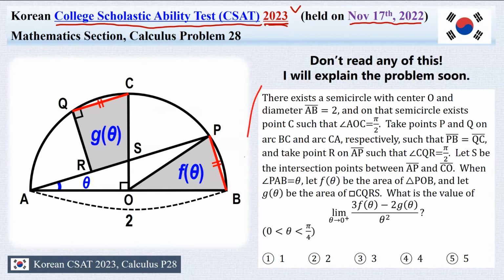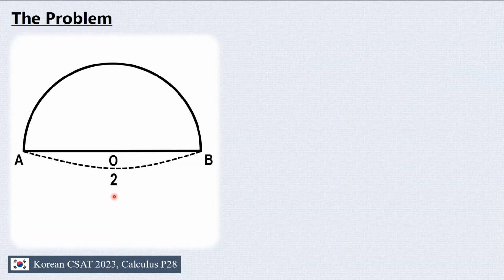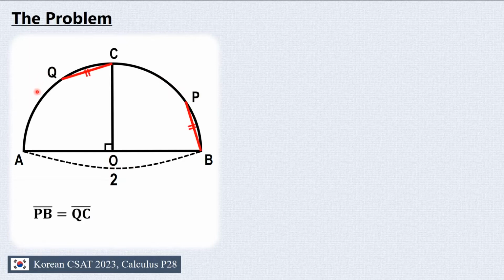First of all, reading everything written in here is really a tedious job, so I will just explain the problem visually with the animation. So there exists a semicircle with center O and diameter AB equals 2, and on that semicircle exists point C such that angle AOC is a right angle. Take points P and Q on arc BC and arc CA respectively, such that the length of PB equals the length of QC, and take point R on line segment AP such that angle CQR is also a right angle.